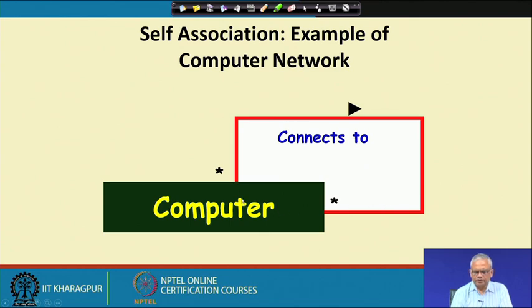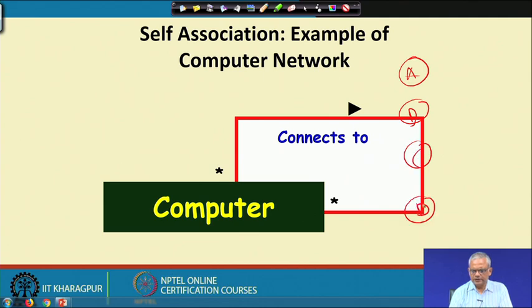A computer connects to many other computers, or a computer is connected by many other computers. But how will the object diagram of this look like? A computer connects to many other computers, or a computer is connected by many other computers. If we have many computers, these are the computers A, B, C, D, etc. How will the object diagram of this look like?